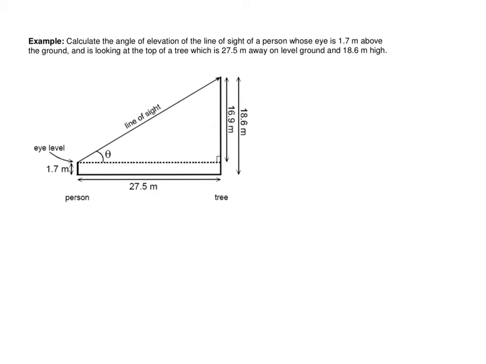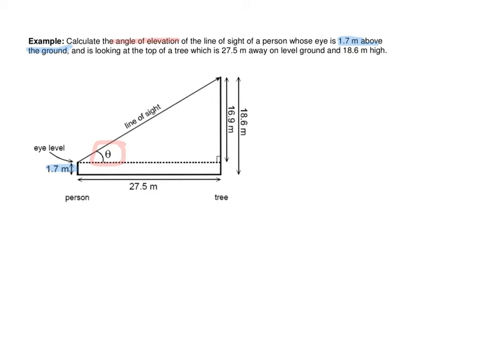Let's start out with what we're told to do. The question says to calculate the angle of elevation. Well, there's our angle right there. The scenario we're looking at shows us that the person is 1.7 meters above the ground. This just means that they are 1.7 meters tall. When you're looking at something, you're not looking at it from the ground. You're looking at it from how tall you stand. So that's why we have that 1.7 meters.